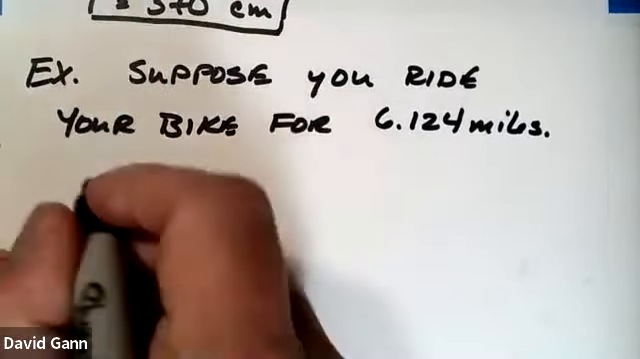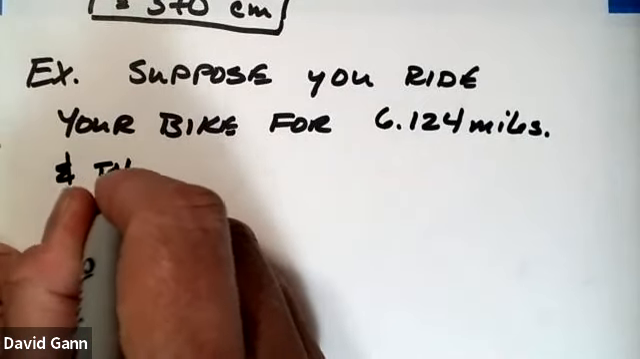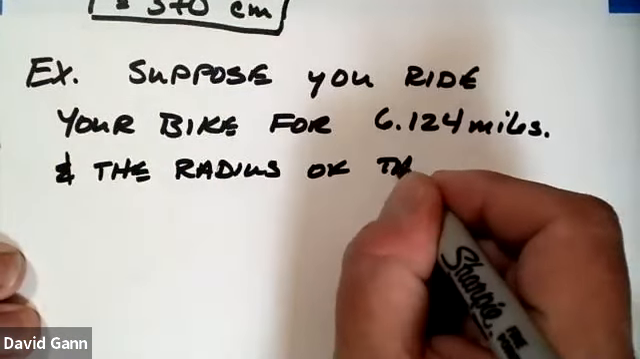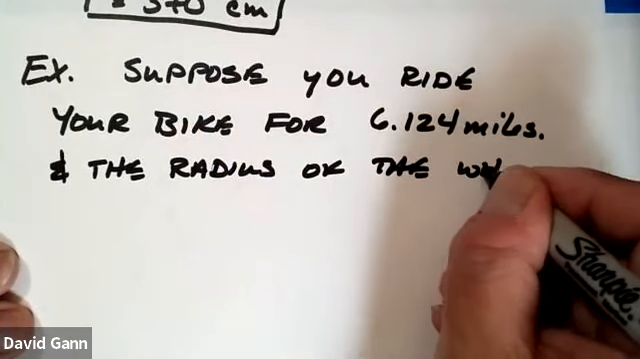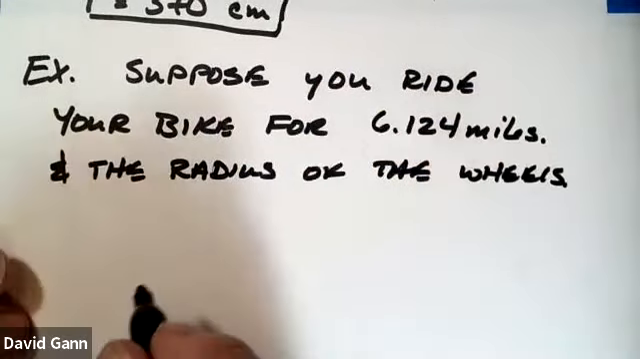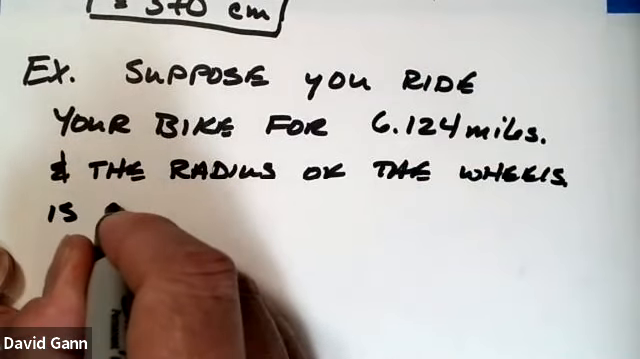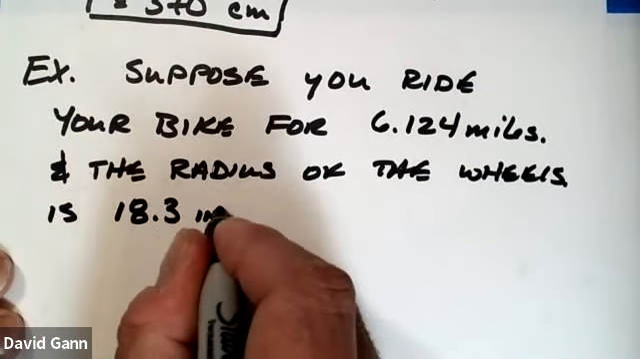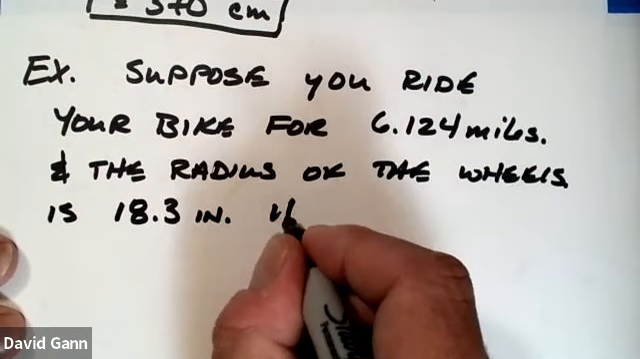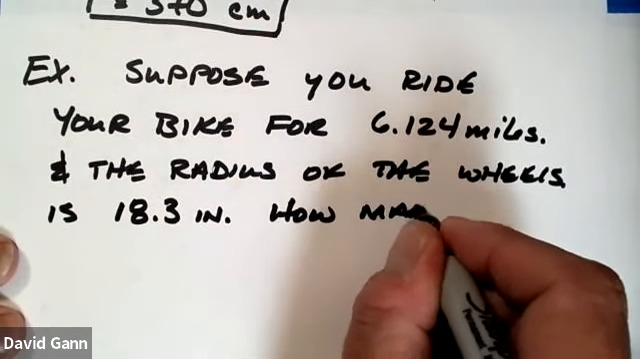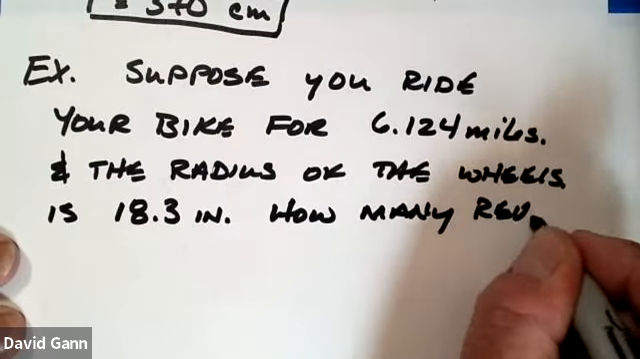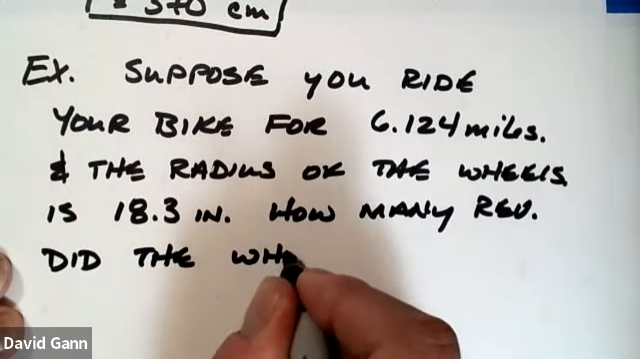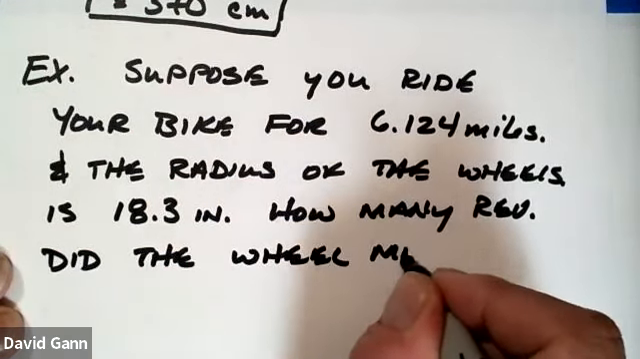And we'll say the radius of the wheel, let's suppose they're both the same size, is, what sounds like a good number? How about 18.3 inches? How many revolutions did the wheel make? Okay.